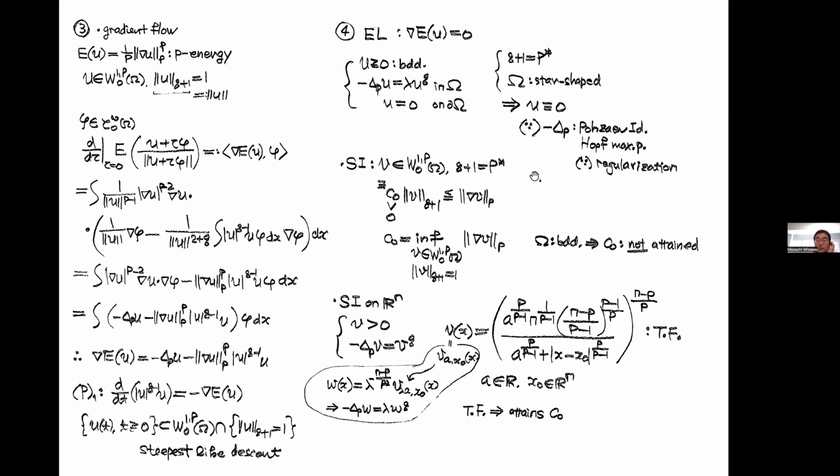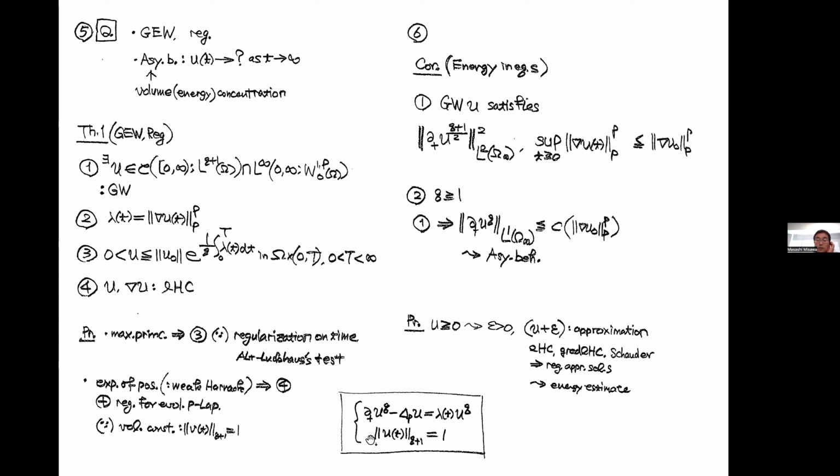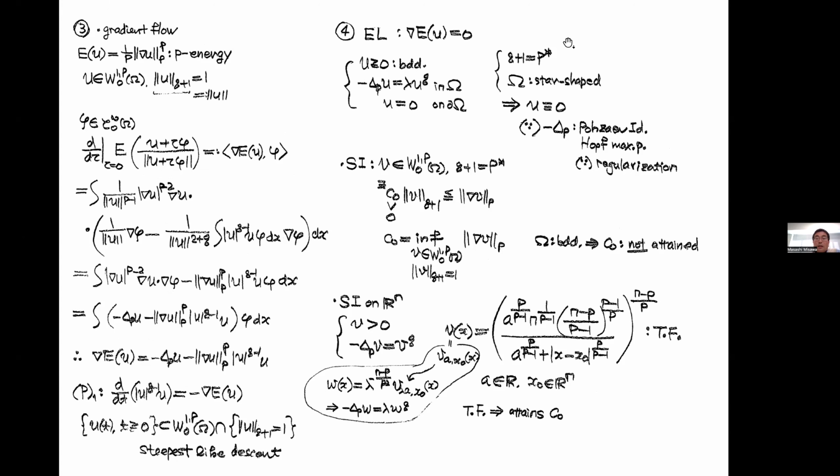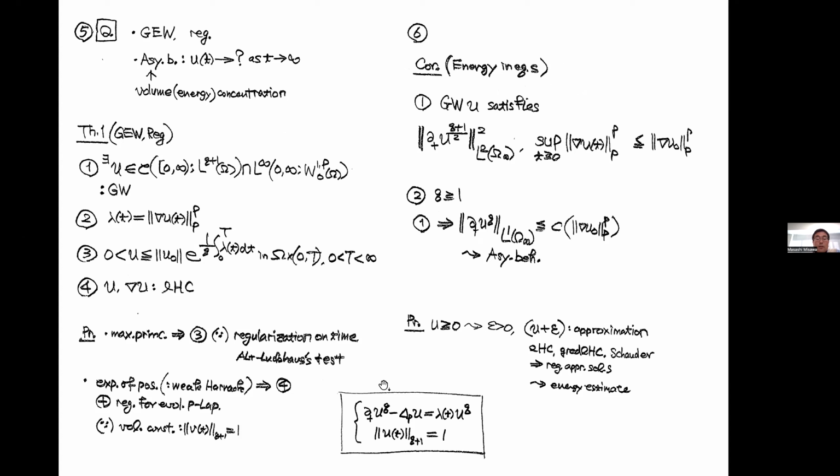But our equation should satisfy the constraint that the integral of u to the power q plus 1 is equal to 1. So this is a very rough observation, but the limit in this situation, where q plus 1 is equal to p star and omega is star-shaped, the corresponding stationary solution should be 0, but our solution should satisfy this volume constraint. We call this quantity the volume constraint.